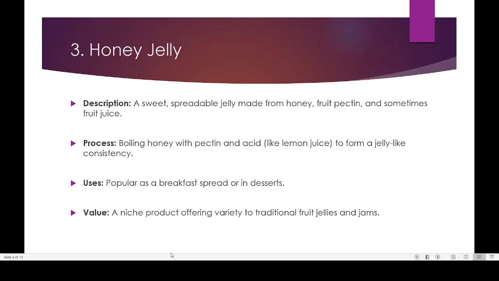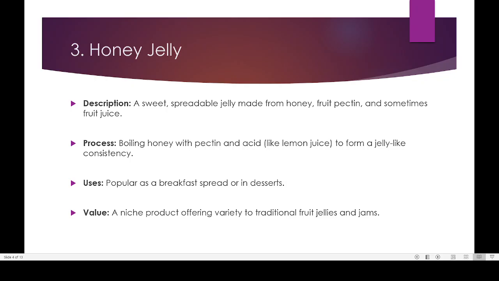Now we go to the third one, honey jelly. It's a sweet spreadable jelly made from honey and will be rich in fruit pectin and sometimes fruit juice. So honey jelly, everybody will be having some idea. Here it is not very common, but if you go to European countries or other countries, just like we apply jam on bread, they use honey. And there also we can find different types of honey. This is all honey jelly.